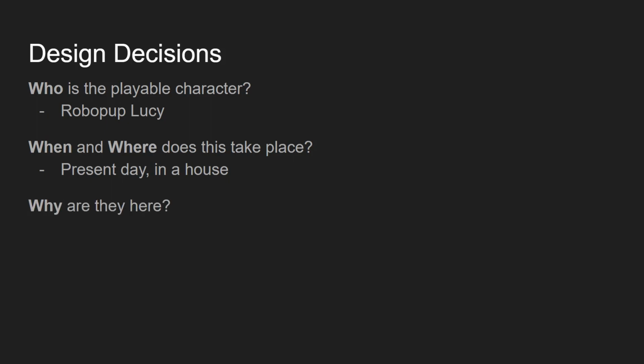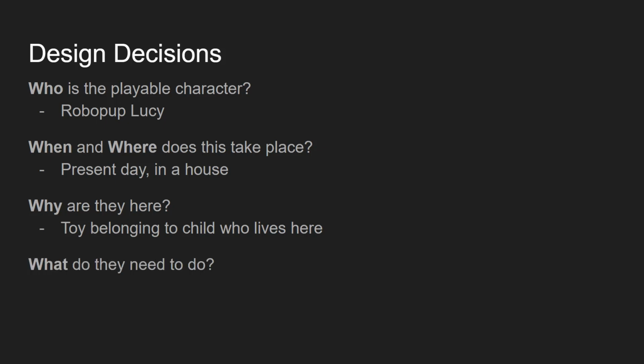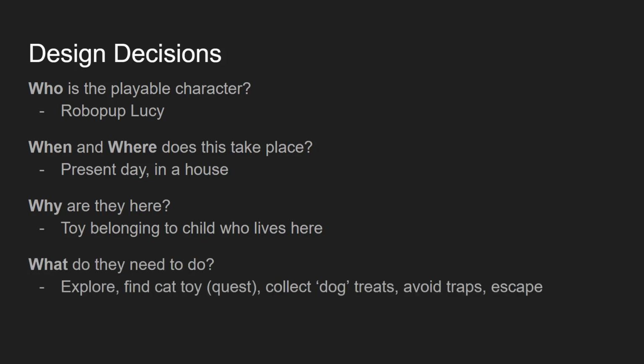Why are they there? Why is the player there? Since the Robo Puppy is in a house, it most likely belongs to a child who lives there. And what do they need to do? Well, I decided, based on my brainstorm, that I want the player to explore, to find a cat toy as a quest, and to collect dog treats along the way, avoid traps, and eventually escape.